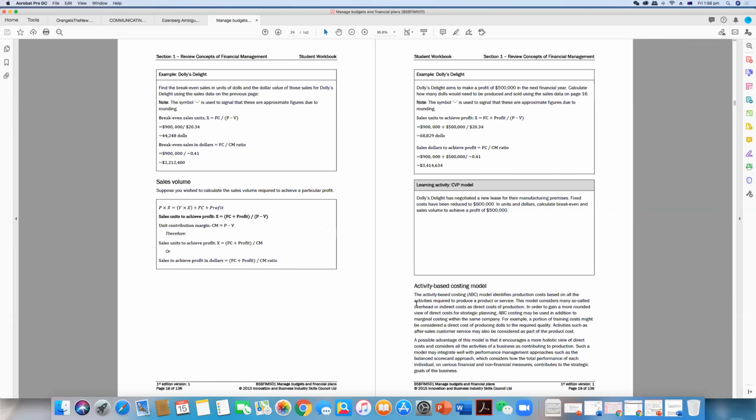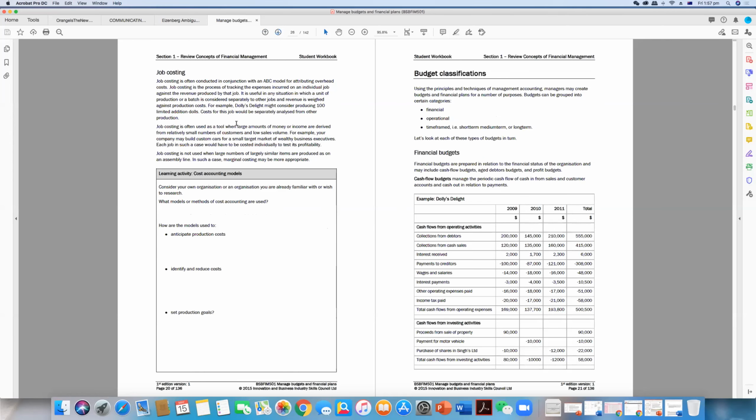So it considers the overhead, the indirect cost and the direct cost, because we only talk about the model related to activity-based cost. And some other costing includes job costing. It's conducted within an activity-based cost model.